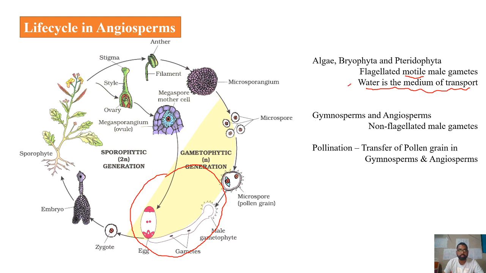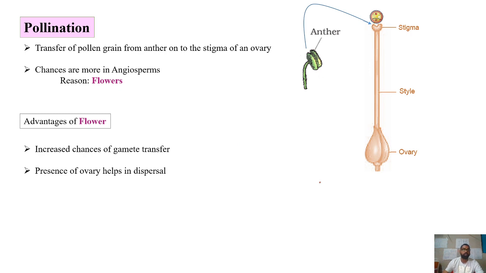Now coming to the gymnosperms and angiosperms, they produce non-flagellated male gametes. There are exceptions, a few species, but most of the species will produce non-flagellated male gametes only. And these male gametes are present inside the pollen grain, that is the male gametophyte. So the male gametophyte will be transported, and therefore the male gametes present inside will be transported. That process is pollination. So it is the transfer of pollen grains that possess these male gametes, from the anther onto the stigma of an ovary.